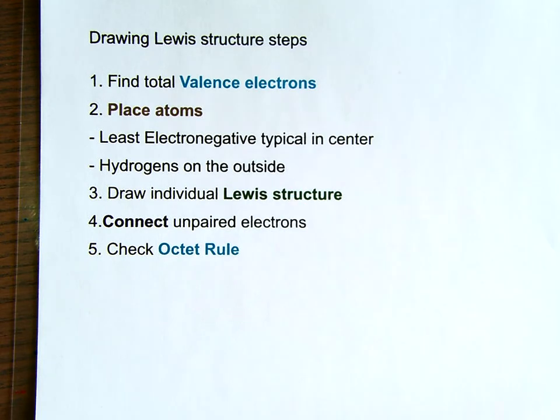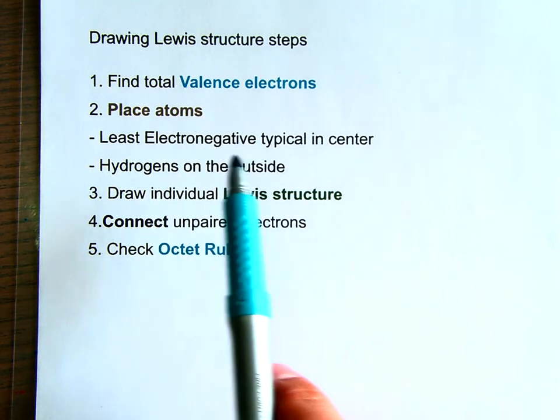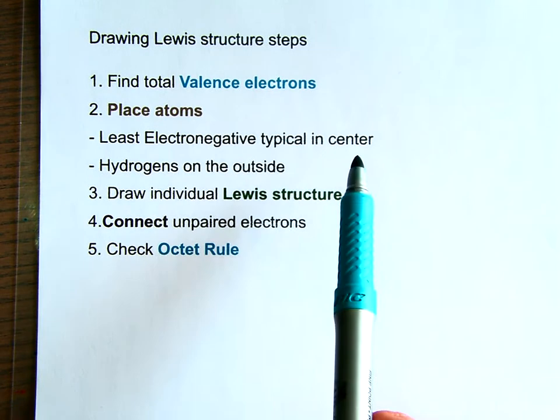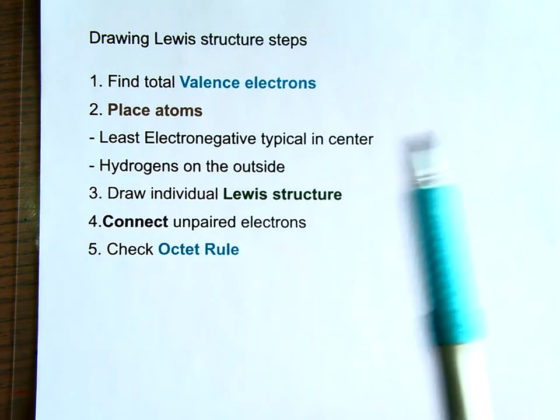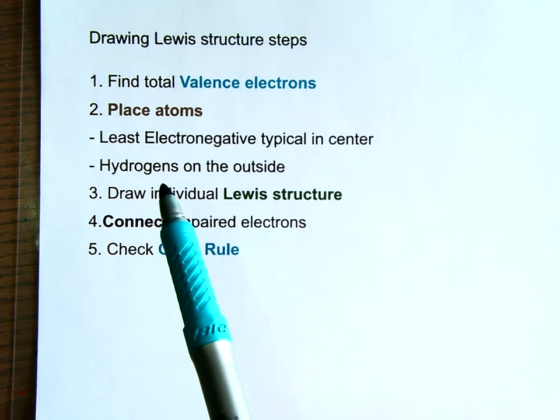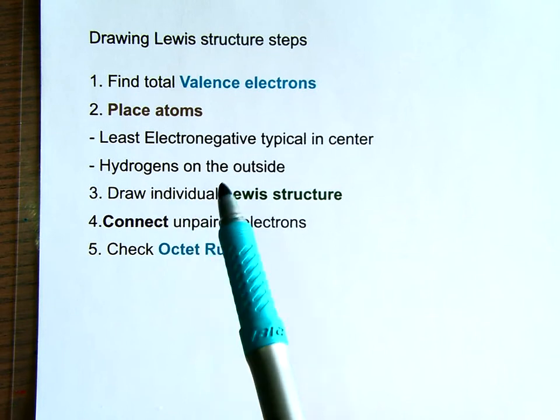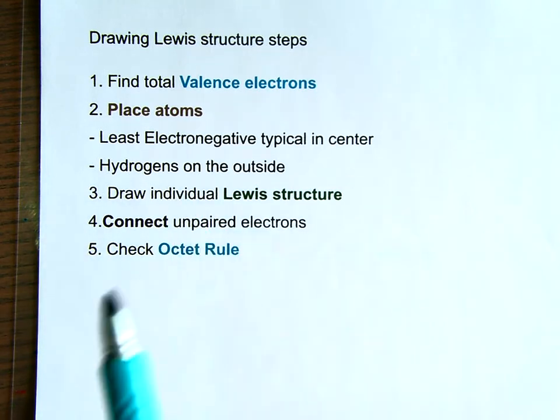Step 2, we place atoms in their appropriate locations. Typically, the least electronegative atom is going to go in the center. That's not always the case though, but it's a general rule. And hydrogens, even though hydrogens are the least electronegative, are exceptions. Hydrogens always go on the outside of a molecule. We'll look at that in a bit.